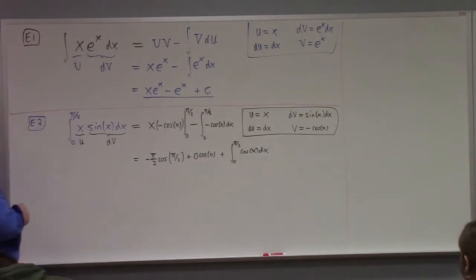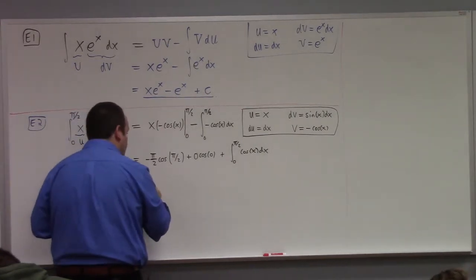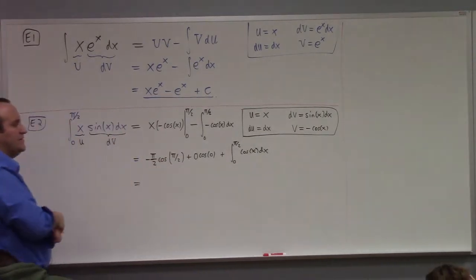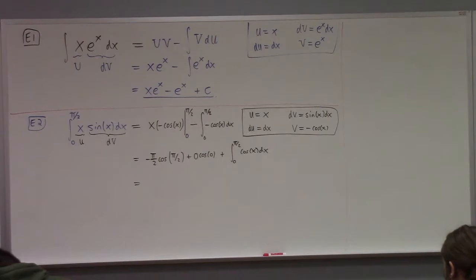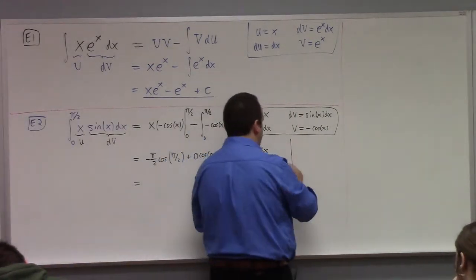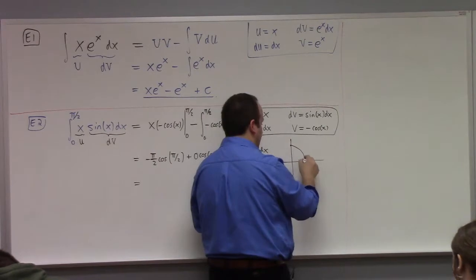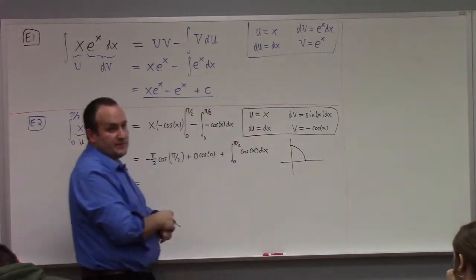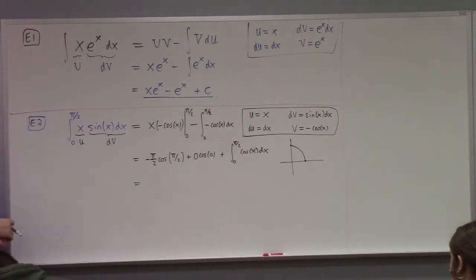So long story short, the uv term gave us nothing, right? And we're just left with the integral from 0 to pi over 2 of cosine. What do you expect that to be? Positive, negative, 0? Can you tell me without calculating? Think about the graph of cosine. It starts at 1 and drops to 0 between 0 and pi over 2. So I think it should be a positive number, right?